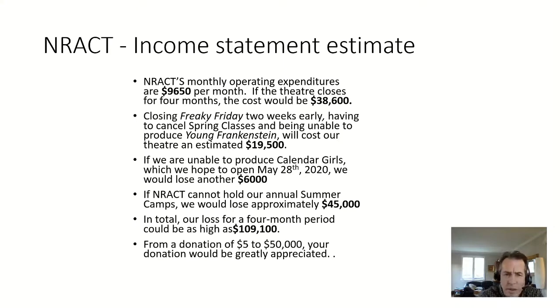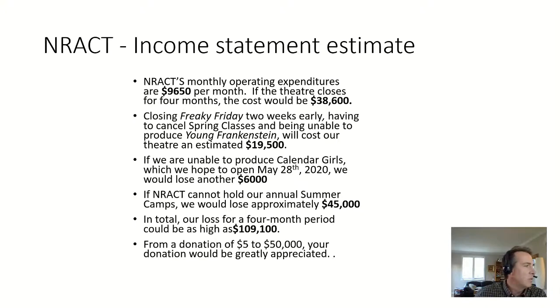So even the most well-managed theaters go through hard times. And it doesn't mean that they are not well managed. I got an email last Thursday from Timothy Locklear at NRACT outlining the scope of what COVID-19 is doing to them. They went through a pretty detailed analysis of what is going to be happening to their income statement. They have monthly operating expenditures of $9,650. Now, your experience with putting together P&Ls tells you where that number goes on the sheet. If the theater closes for 4 months, the cost is $38,000.